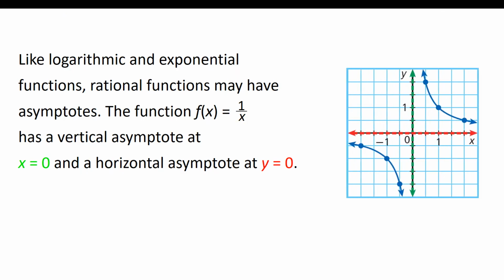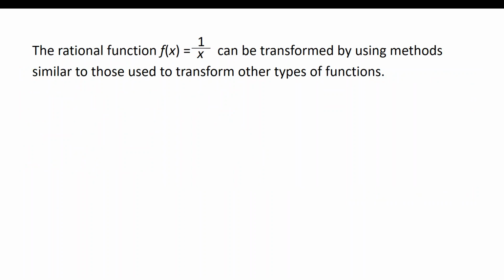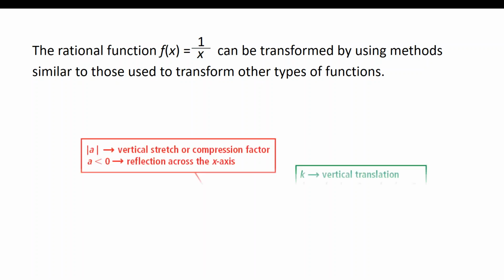Like logarithmic and exponential functions, rational functions may have asymptotes. The function f of x equals 1 over x has a vertical asymptote at x equals 0 and a horizontal asymptote at y equals 0. A rational function, f of x equals 1 over x, can be transformed by using methods similar to those used to transform other types of functions. So some of the same rules are going to apply.